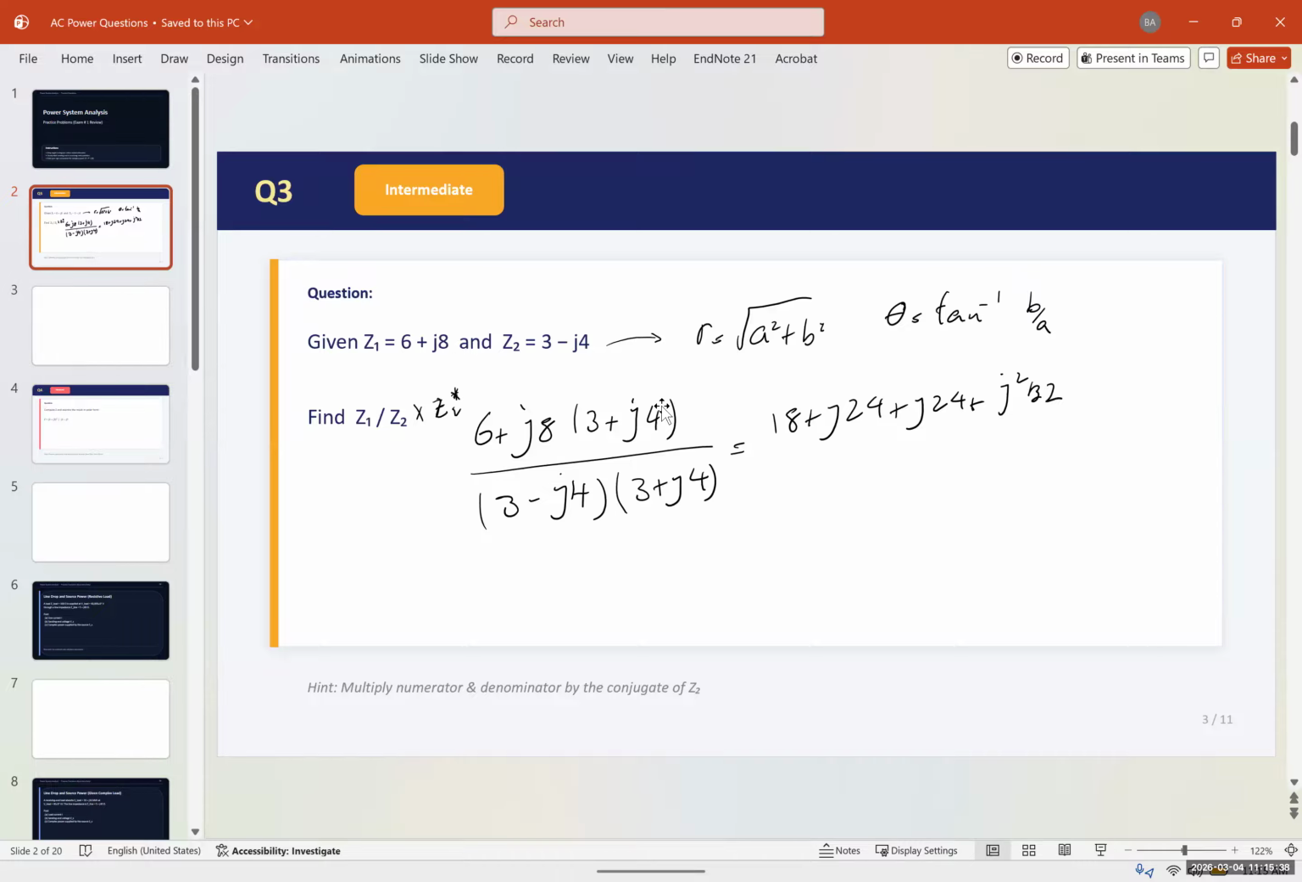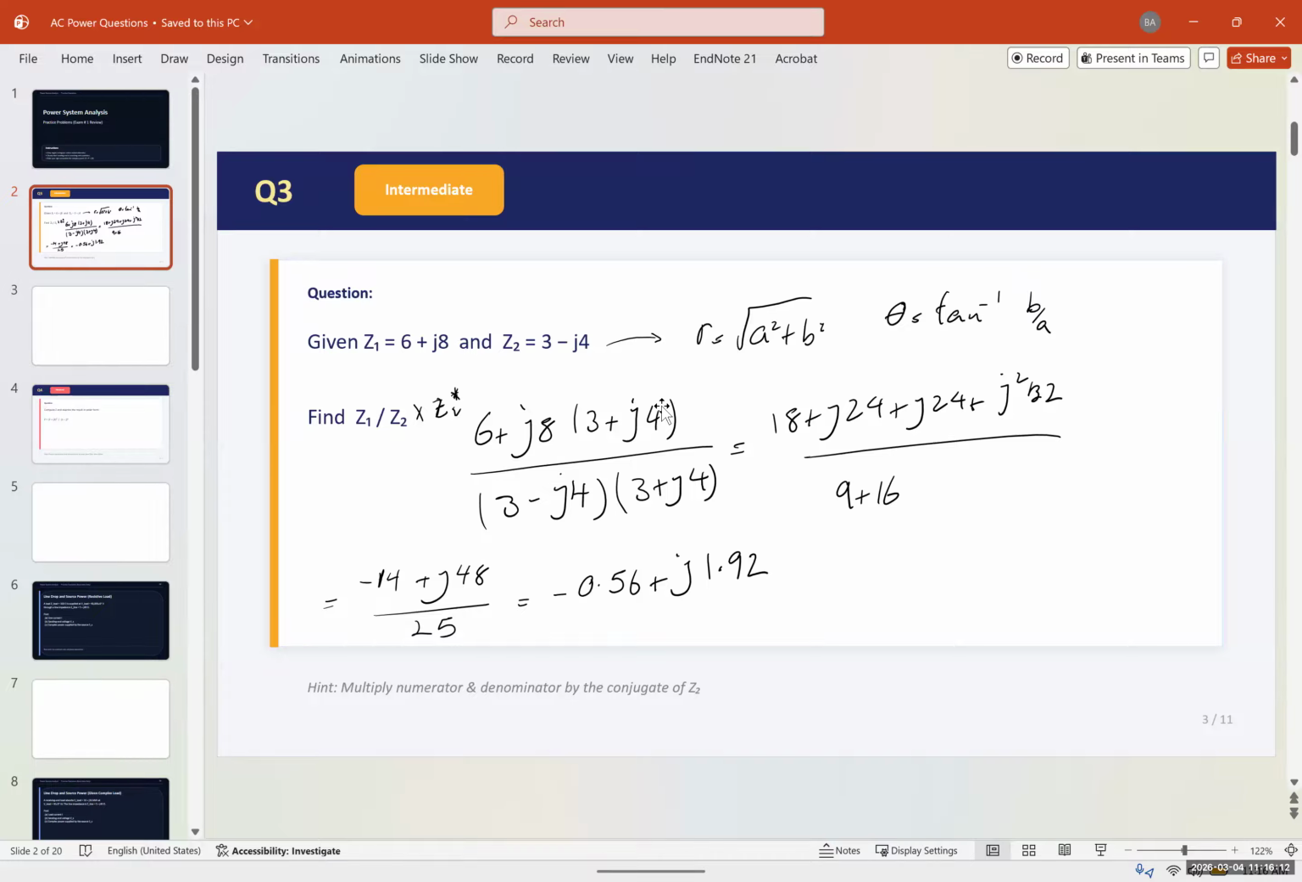We know that j squared is equal to negative 1. This is divided by 9 plus 16. Now, if we simplify that, it's going to be negative 14 plus j48 divided by 25, which is equal to negative 0.56 plus j1.92.